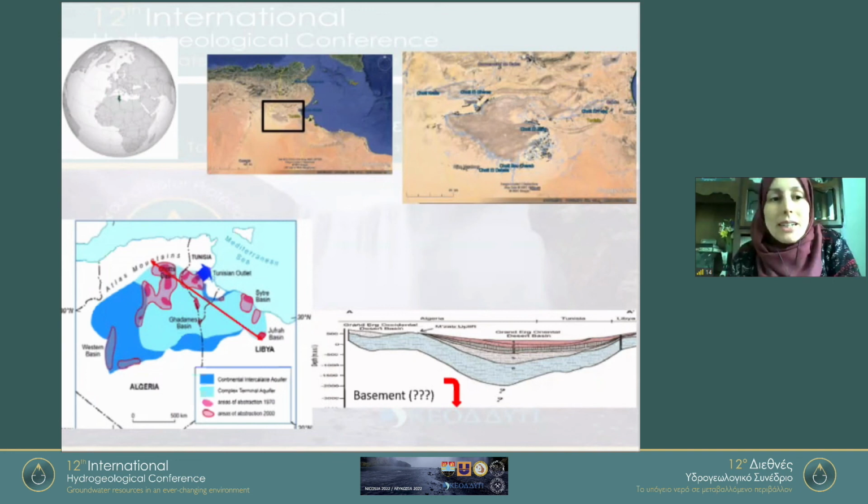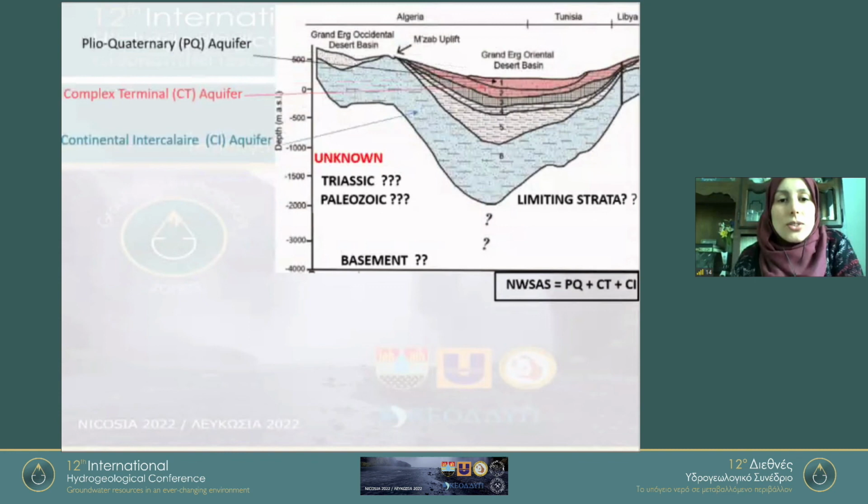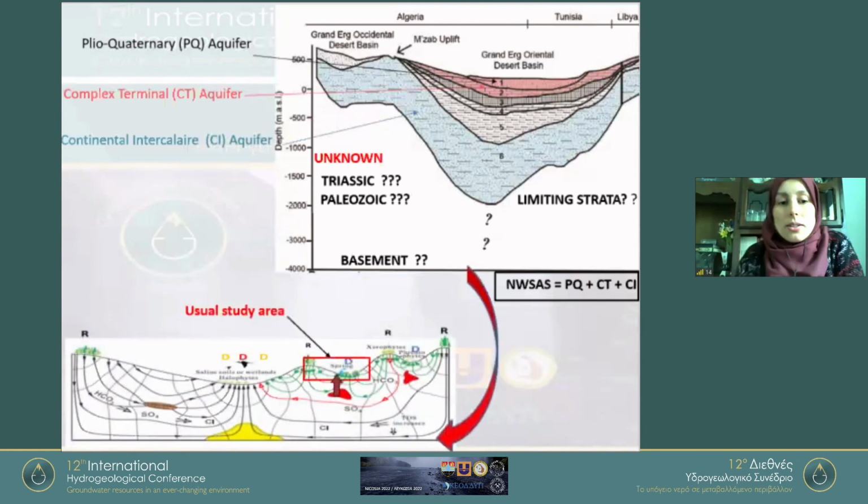What do I mean by not shown? The northwestern Sahara Aquifer system is composed of plio-quaternary, complex terminal, and continental intercalary. Below the continental intercalary, there is no stratigraphic or basement rock information. So if you want to analyze the flow system, the line below the third section is basement rock. So the flow system is based on the position of the basement rock.